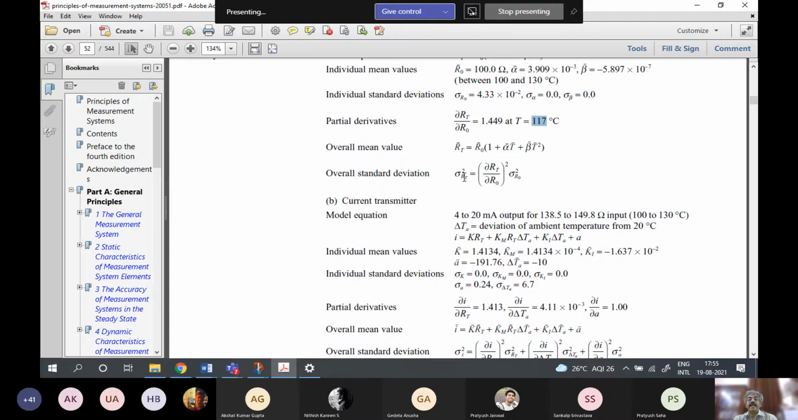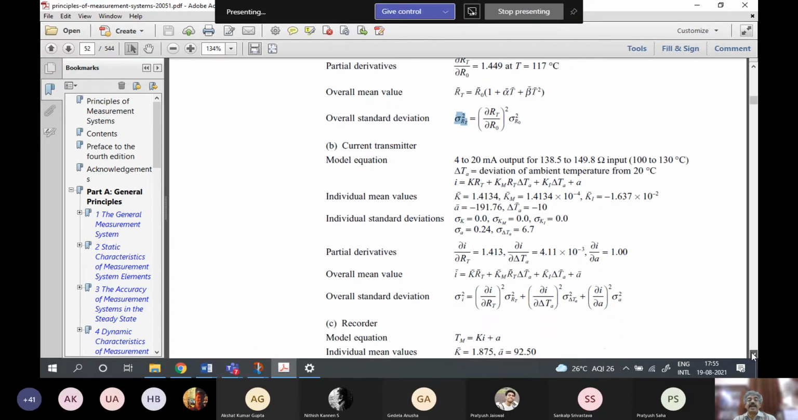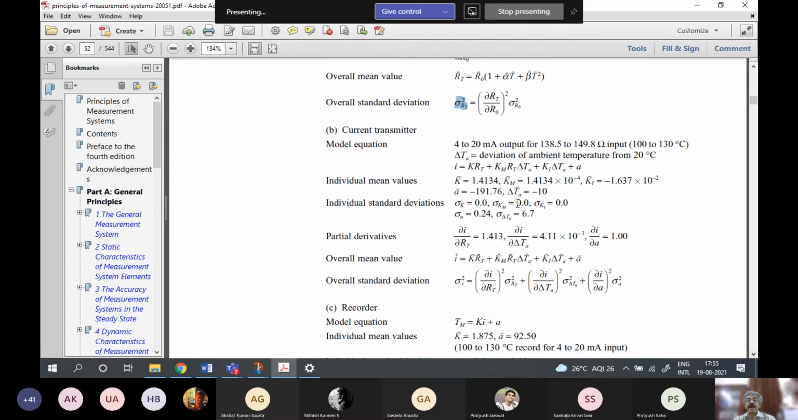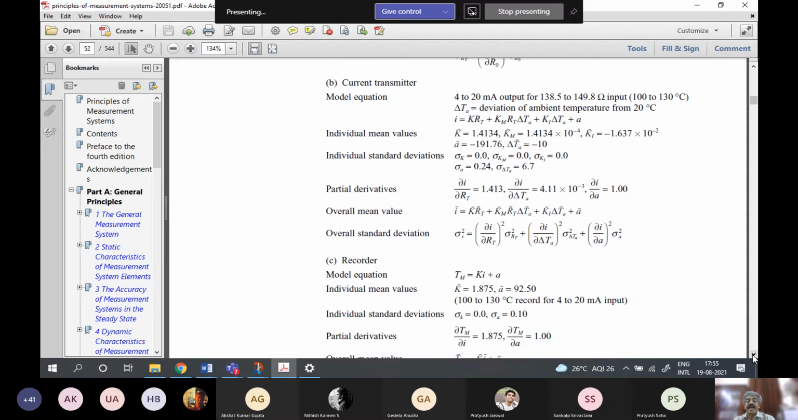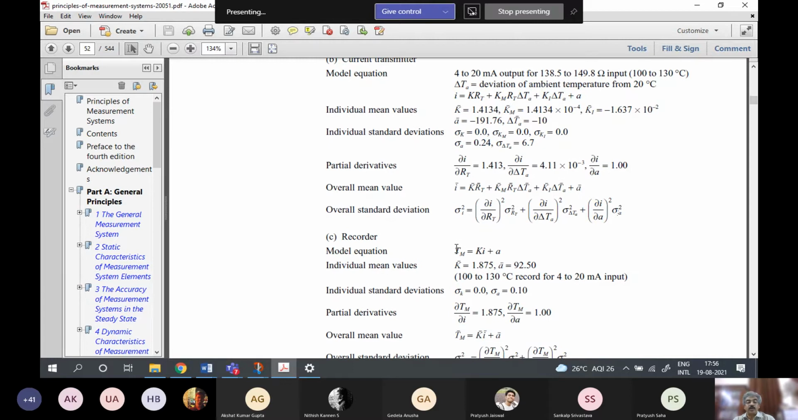So anyway, at 117, due to this variation of sigma square R0, you could have a variation of sigma square RT. And then if you connect it to this, you have again purchased, let us say, some current transmitter, which again has some parameters. Then you can actually find out what will be, for the same variation in sigma square at 117 degrees, for variation in R0 and for variation in ambient temperature and for variation in some offset, what could be the current variations. And then the current goes to a recorder.